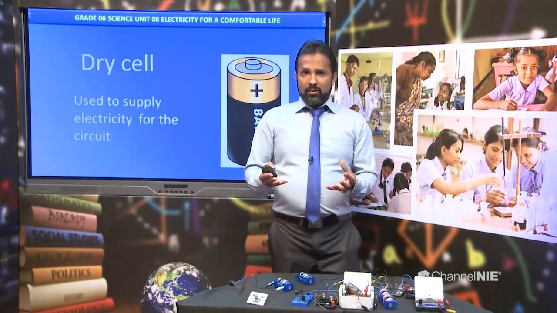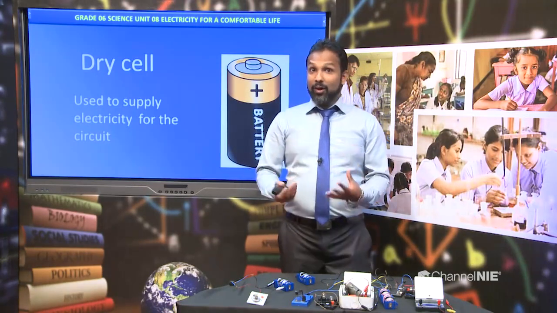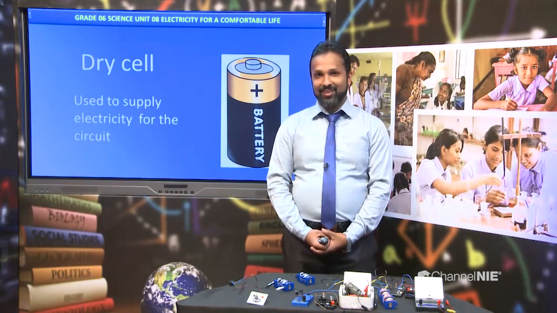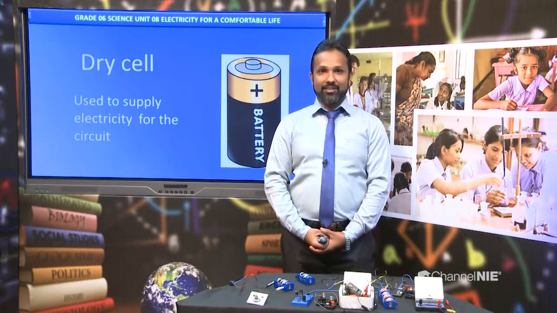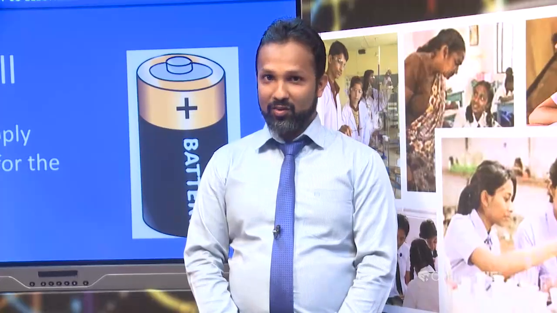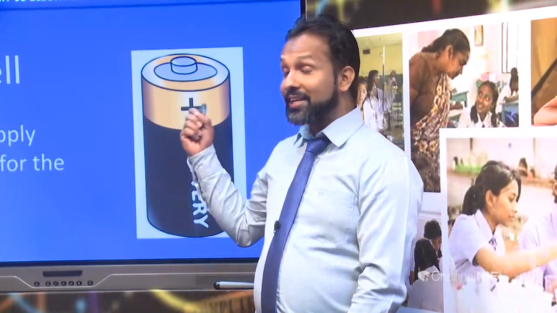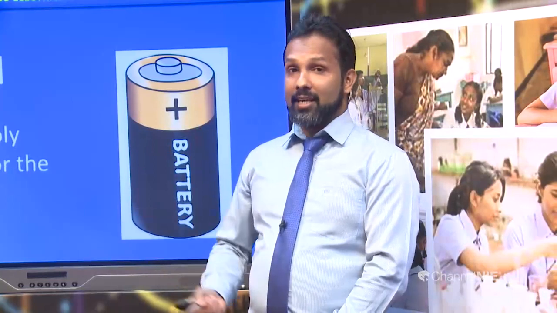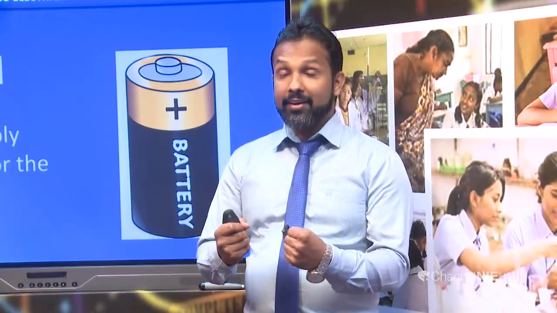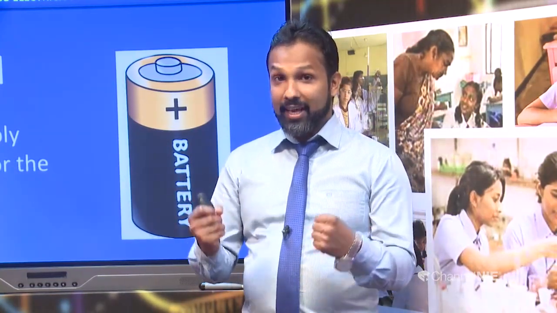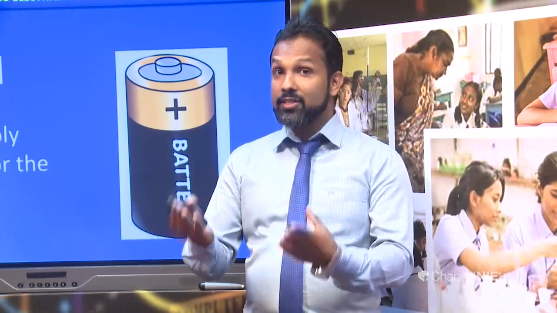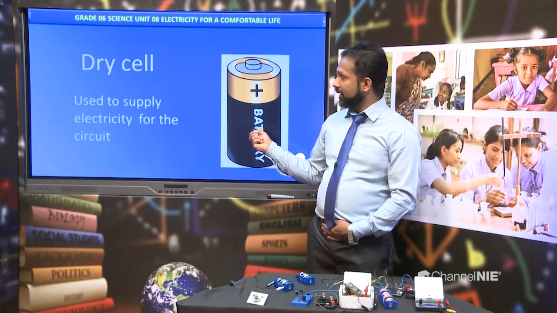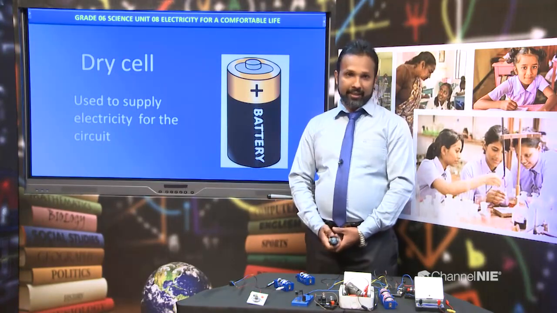Before moving to that part, I am going to ask you a question. What is the purpose of this dry cell? Why do we use a dry cell in this circuit? Do you know? As shown in this picture, the main purpose of a dry cell is obtaining current or electricity for the circuit. We can say dry cells are used to supply electricity for the circuit.